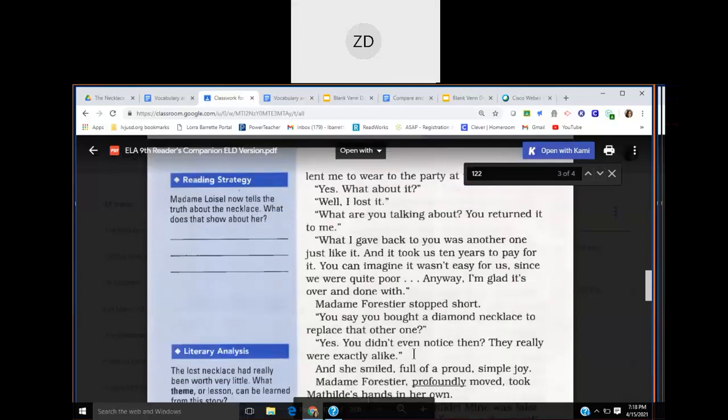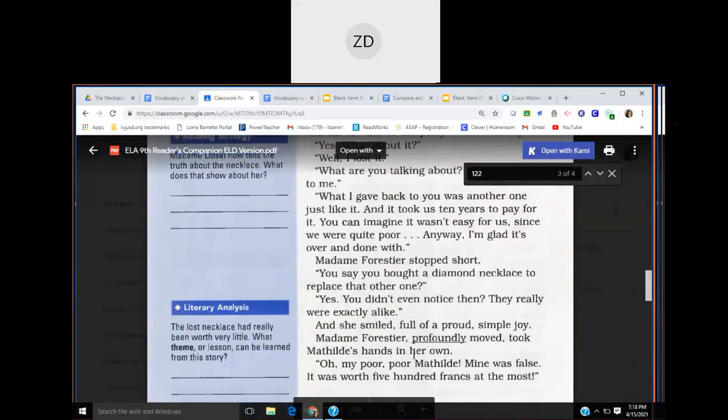Madame Forestier spoke. Birthday. You say you bought a diamond necklace to replace that other one? Yes, you didn't even notice. They really were actually alike. And she smiled, full of proud, simple joy.